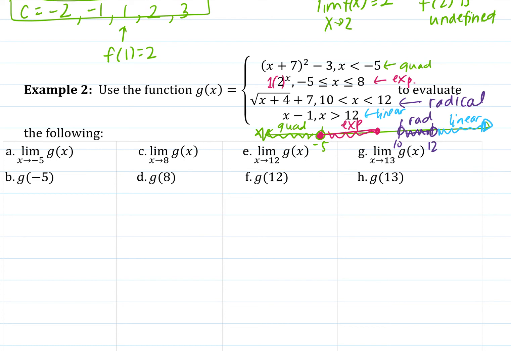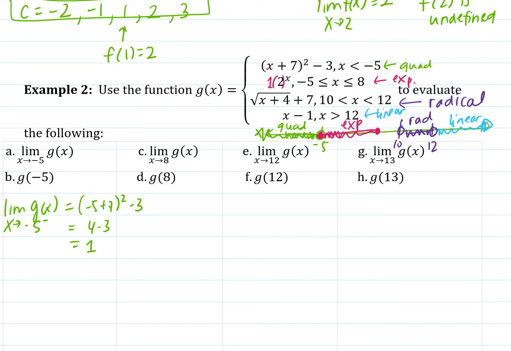So I can see if I'm trying to find the two-sided limit as x approaches -5, well, when I approach -5 from the left, I'm approaching on the quadratic piece of the function. And when I'm approaching from the right, I'm approaching from the exponential piece of the function. So this two-sided limit will only exist if the two one-sided limits both exist and are the same. So we actually have to test each of those. So we have the limit of g of x as x approaches -5 from the left. Well, let's take a look at this quadratic piece. We'd have -5 plus 7 squared minus 3. So we'd have 2 squared is 4, minus 3 is 1.